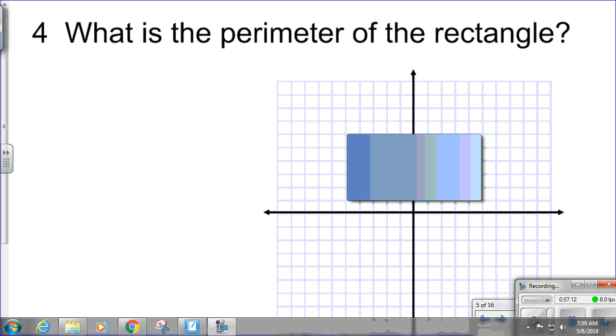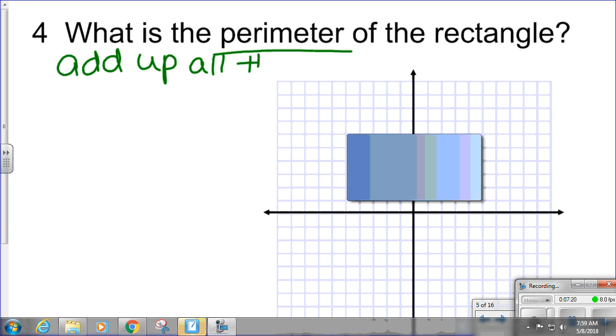Perimeter. When you are looking for a perimeter, you add up all the sides. Not inside the shape, outside the shape. So, we've got to find the lengths. 1, 2, 3, 4, 5, 6, 7, 8, 9, 10. This has a side length of 10. 1, 2, 3, 4, 5. This has a side length of 5. Opposite sides of this same shape are the same numbers. So this is a 5 and this is a 10.